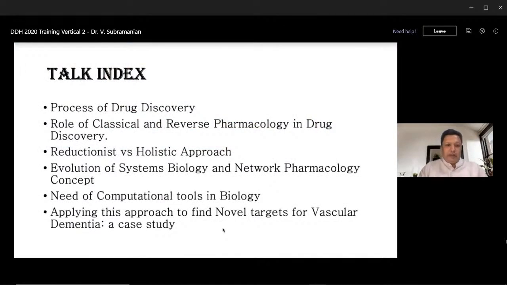I would like to share what we can do with these approaches. So in my talk, I will be covering the process of drug discovery, a brief about it, and the role of classical and reverse pharmacology in drug discovery. Then we will be debating the reductionist and holistic approaches to drug discovery, whereby we have evolved the systems biology and network pharmacology concept in modern medicine, and the need of computational tools in biology, why they are required and how they are accelerating the drug discovery paradigm. Then I'll share a case study which we did on finding new drug targets for vascular dementia.